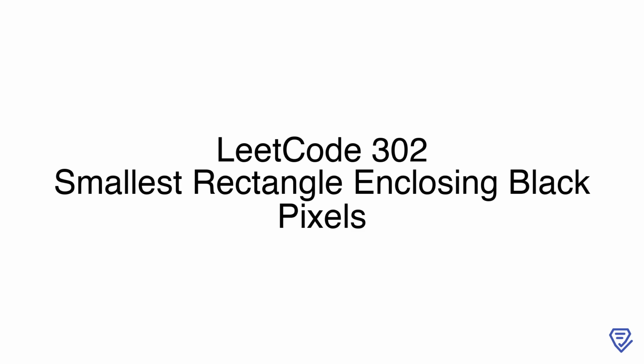Welcome to this coding problem walkthrough. Today, we'll explore problem number 302, smallest rectangle enclosing black pixels. This is a fascinating problem that challenges your understanding of 2D matrices and efficient search algorithms. Let's dive in and solve it together.